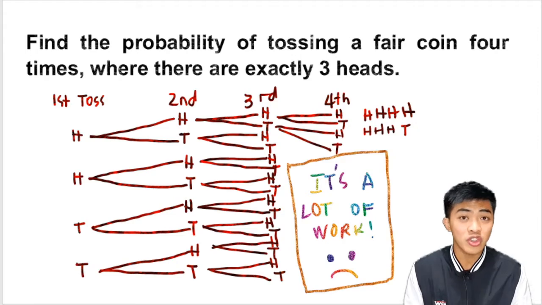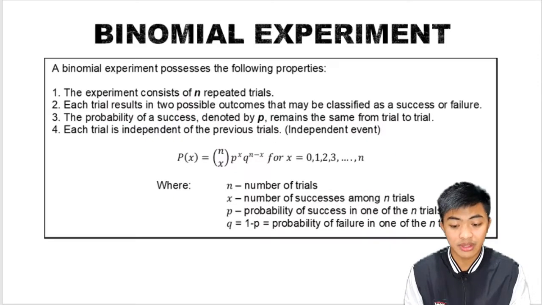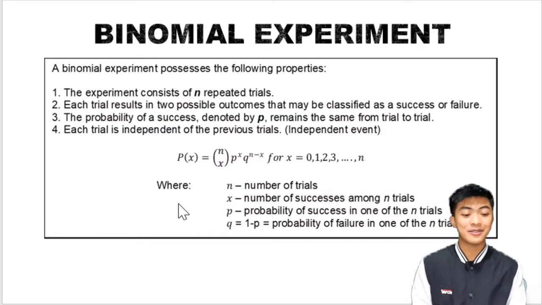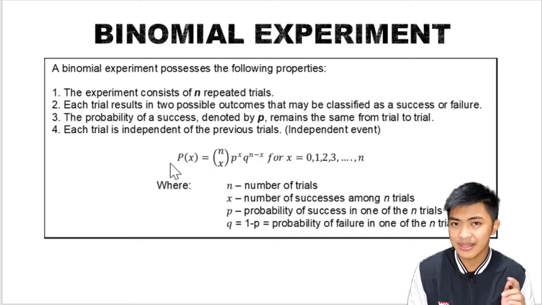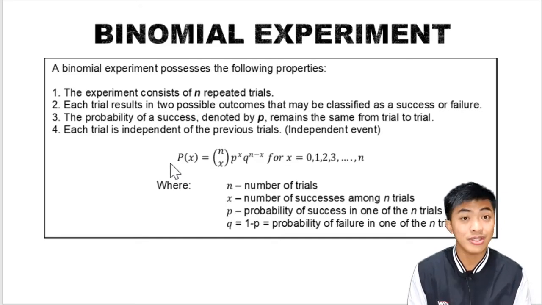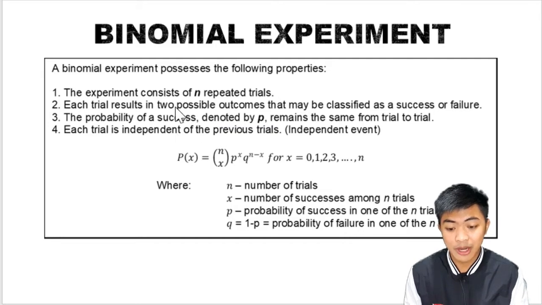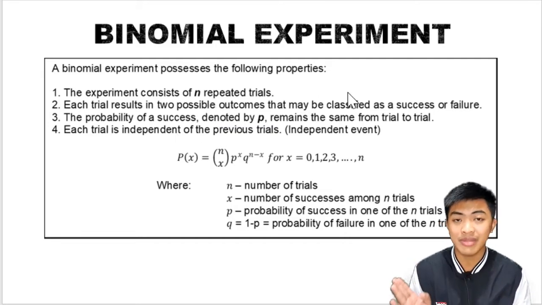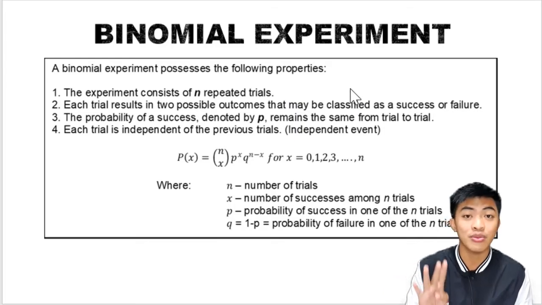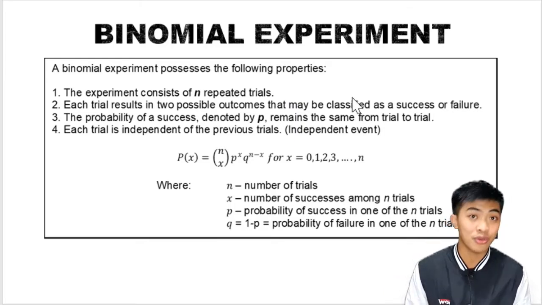So doon na actually papasok si binomial experiment. So yung problem natin kanina is an example of a binomial experiment. So ano ba yung mga properties ng isang binomial experiment? Okay, so number 1, each experiment consists of n repeated trials. So doon naman sa problem natin, we have 4 trials. We have to toss the coin 4 times.